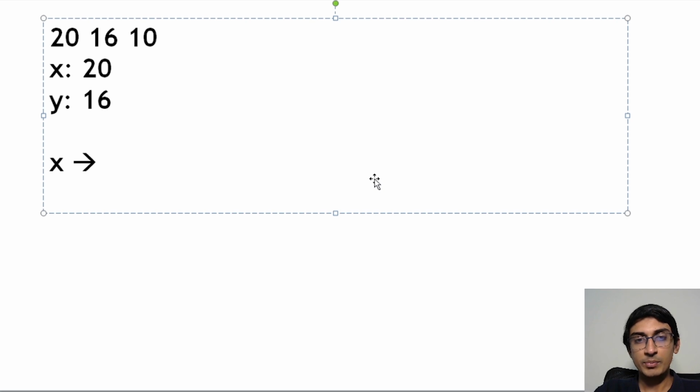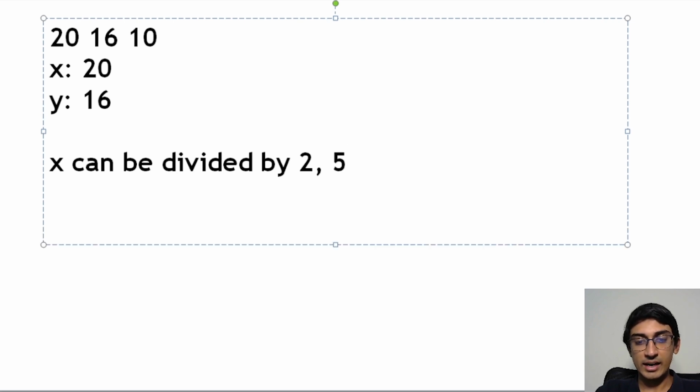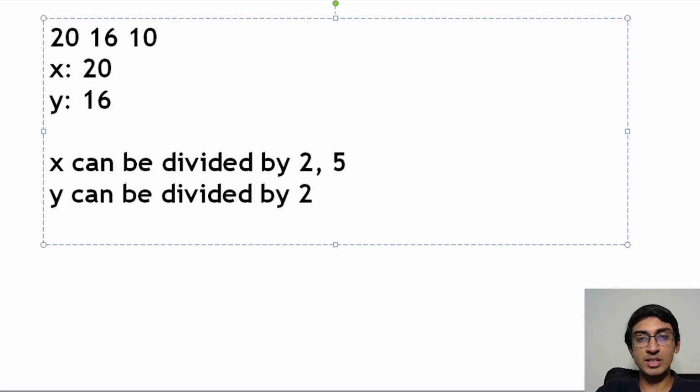So for example, X could move to 10. From there it could move to 2, it could move to 5. When I say it can't move to prime factors of X, I'm sorry, it can only be divided by prime factors of X. So X can be divided by 2. What are the other prime factors of 20? And 5. That's it, right? And Y can be divided by only 2, because 16 has no other prime factor.